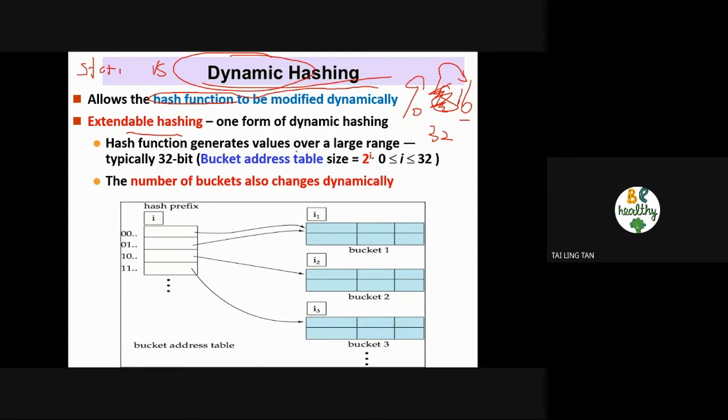The hash function generates values over a large range, typically 32 bits. So this is 32 bits. 2 to the power of 32 is almost 4 billion. Okay, so it should have enough space if the company business grows and needs a lot of buckets to hold all the data. Then the hash function can change up to the power of 32. The number of buckets also changes dynamically if needed. If the system is using dynamic hashing and the records of these buckets are all full, then it will change the hash function from 8 to 16 dynamically.